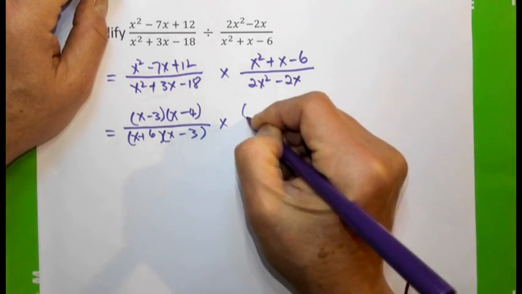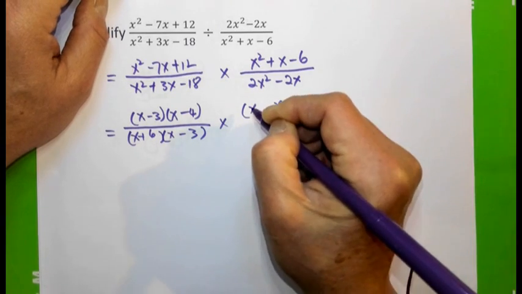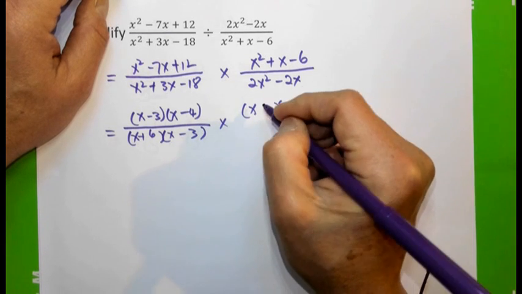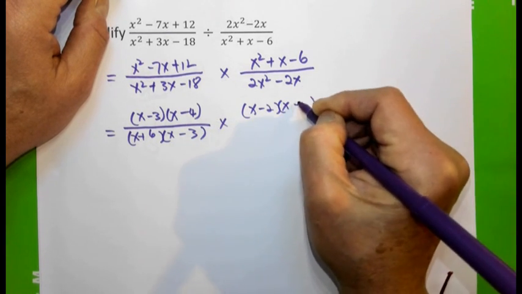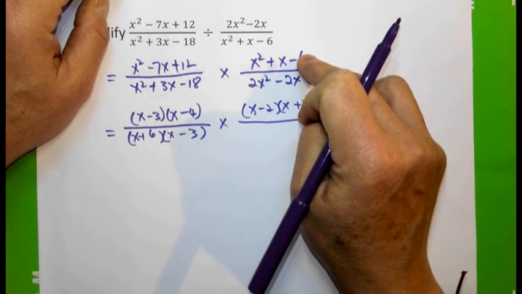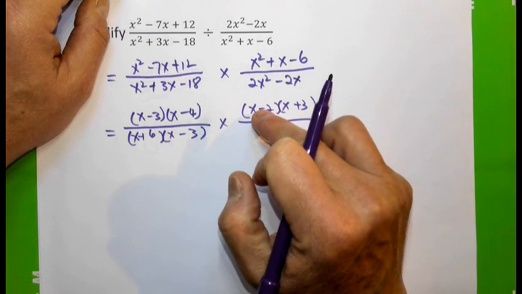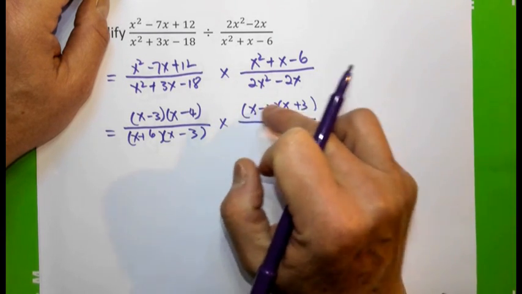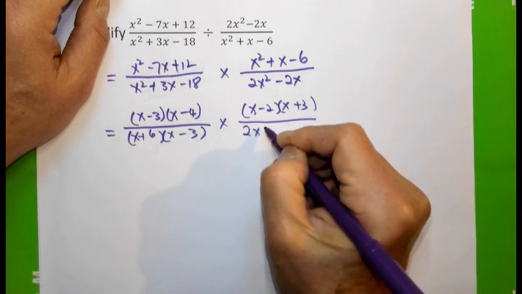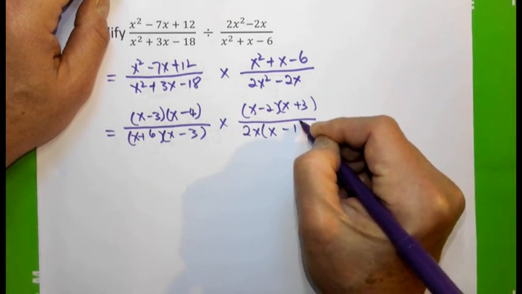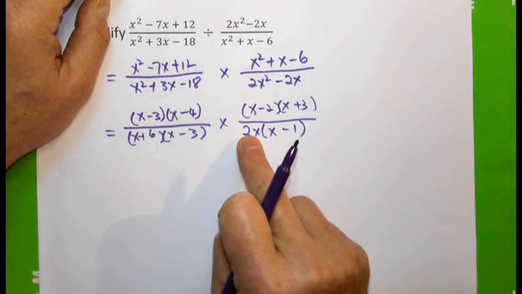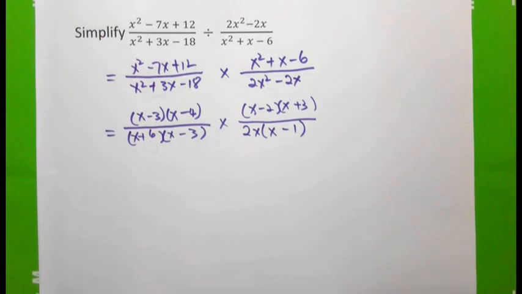The next one is x and x again. This is minus 2 and plus 3. Okay? Minus 2 times plus 3 gives us minus 6. Adding up minus 2 plus 3 is actually plus 1. And this one is 2x times x minus 1. Right? 2x times x gives you 2x squared. 2x times minus 1 actually gives you minus 2x.